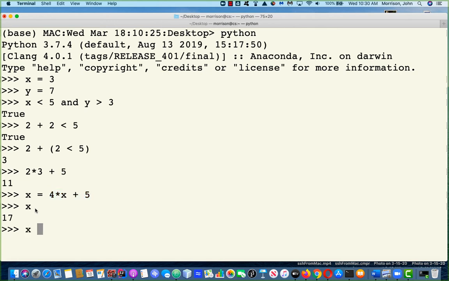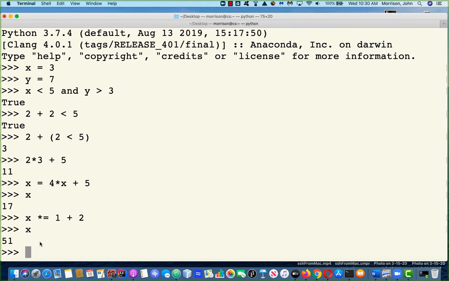Let's play with a compound assignment operator. x times equals 1 plus 2. Okay, now, what happened here? Well, we go on here on the right. 1 plus 2 evaluates, we get 3. x times equals 3 triples whatever the value of x is. So 17 triples, and the result is 51. And voila, the result is 51.